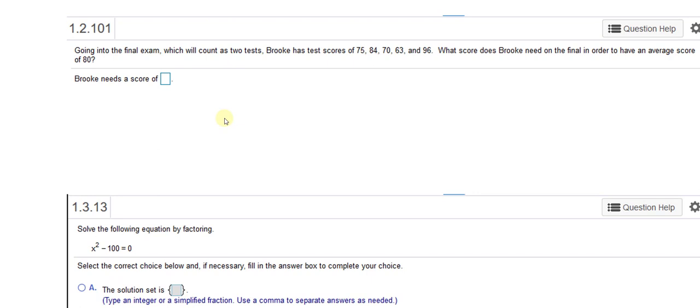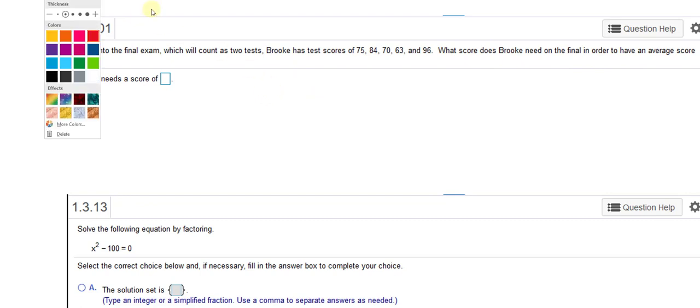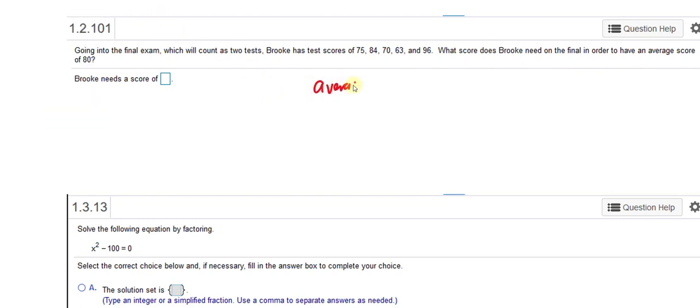Okay, next question. Going into the final exam, which counts as 2 tests, he has test scores of 75, 84, 70, 63, and 96. What score does he need on the final in order to have an average score of 80? So when you want to find the average, all you do is sum all the scores together and divide by the number of scores you get.